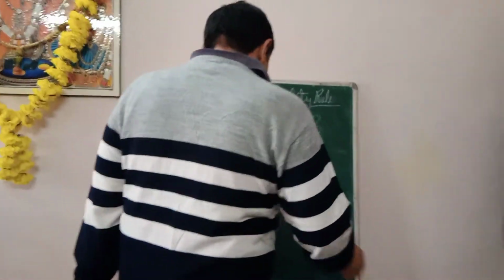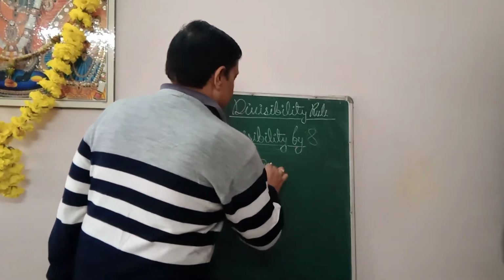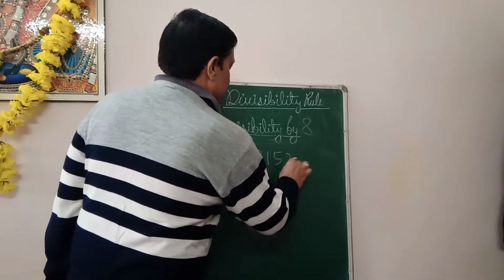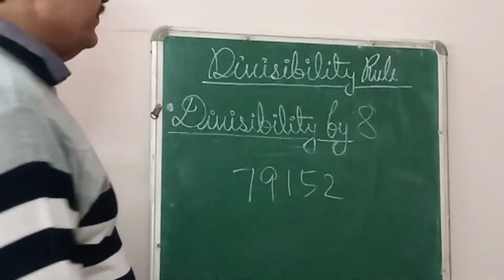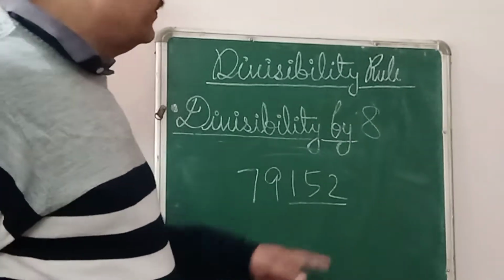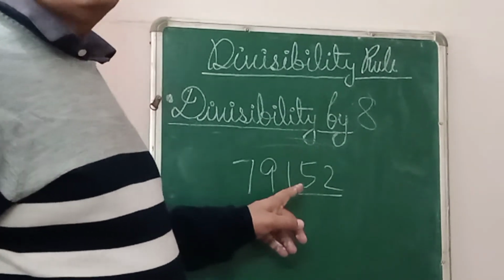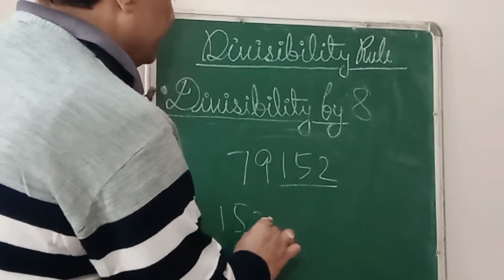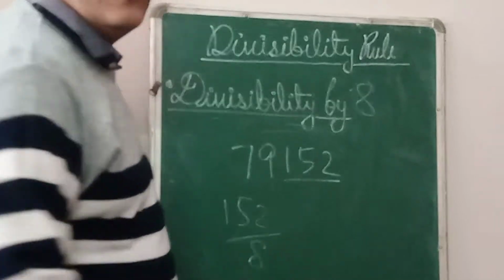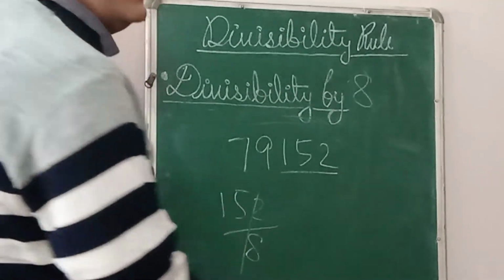Now, to understand this, let us take one example. This is 79,152. So, we will take these three numbers. Unit place, tens and hundreds. Now, this is 152. Now, see whether 152 is divisible by 8 or not. This is divisible by 8.